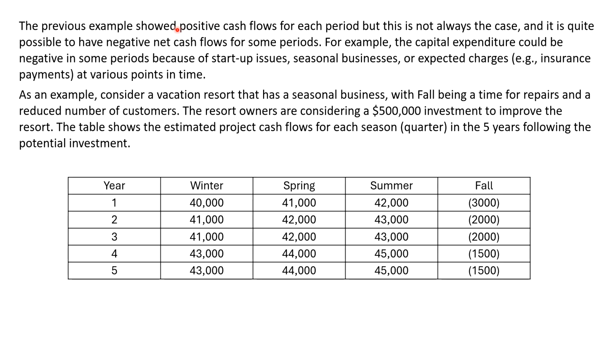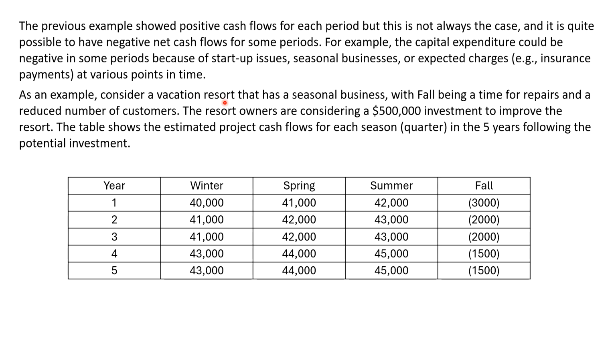The previous example showed positive cash flows for each period, but that doesn't always need to be the case. We can have negative cash flows, and I have an example of that here. The capital expenditures could be negative in some periods because of startup issues, seasonal businesses, or expected charges like insurance payments at various points in time.